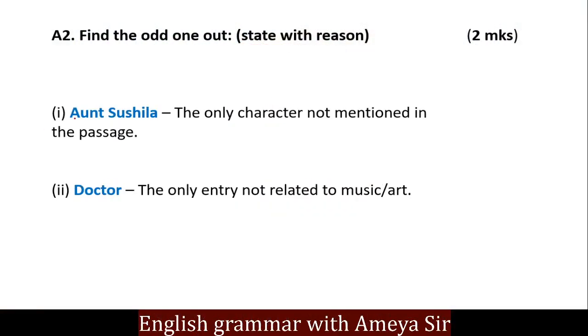The first one is Aunt Sushila because it's the only character not mentioned in the passage. You have Aunt Sushila, of course, as a character in the lesson, but not mentioned in that passage. The next one is Doctor because it's the only entry that is not related to music. All the others were related to music. Okay. Did you get it right? Let me know. The next question, please.